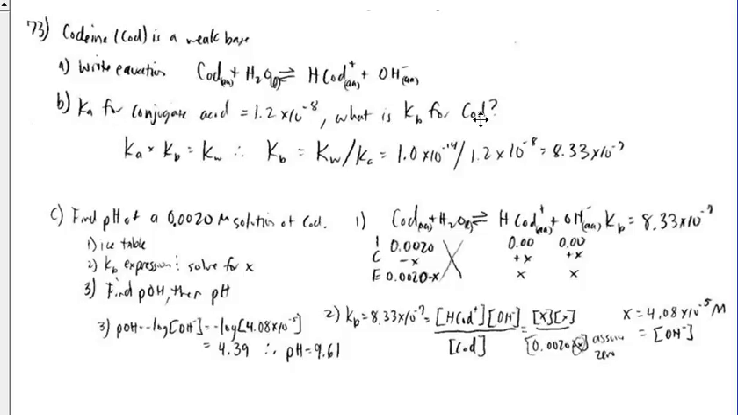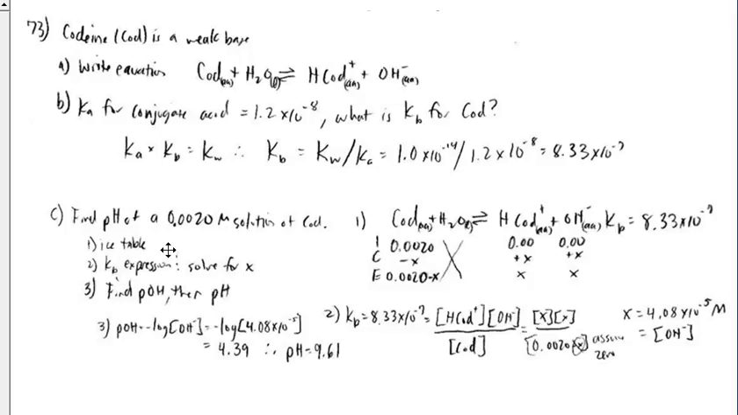So you're asked what is the Kb. Ka times Kb for a given acid-base pair will equal Kw, so you can rearrange algebraically. Kb will equal Kw divided by Ka. Therefore, it's 1.0 times 10 to the negative 14th divided by the Ka, 1.2 times 10 to the negative 8th, and we get a Kb of 8.33 times 10 to the negative 7th. You're then asked to find the pH of a 0.002 molar solution of the codeine.